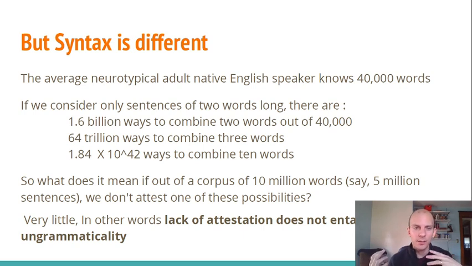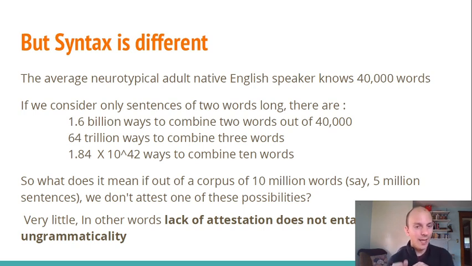So now we want to look for a very specific sentence. How many sentences can we generate, or do we generate, from these 40,000 words? If we consider sentences of 2 words long, just 2-word sentences, I ran or something like that, we have about 1.6 billion ways to combine these 2 words. If we up that to 3-word sentences, the possibilities go up to 64 trillion 3-word sentences.